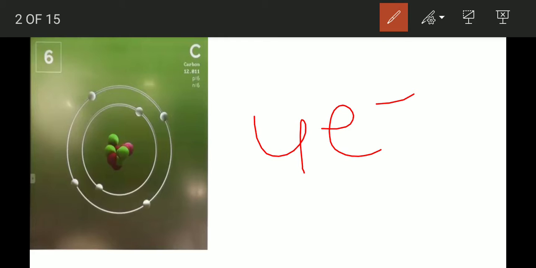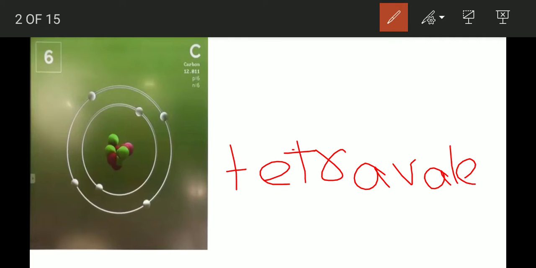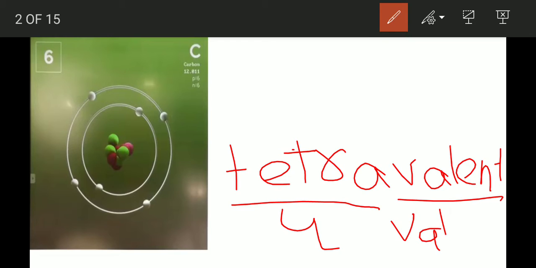By this we can say that the valency is 4. How much is the valence electron count here? 4. That's why its valency becomes 4. And that's why this carbon is called tetravalent. Tetra means 4. Valent means valency. That means its valency is 4.